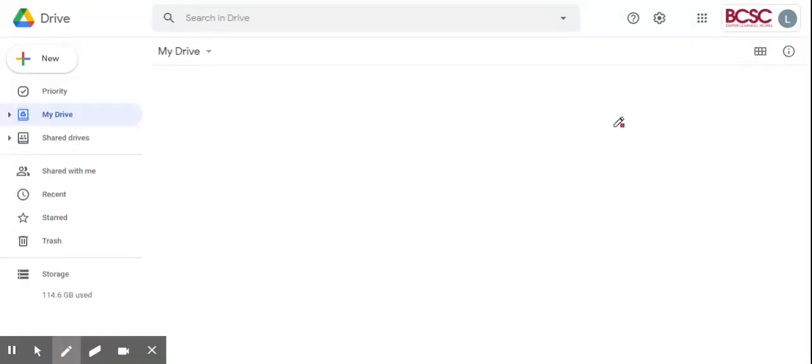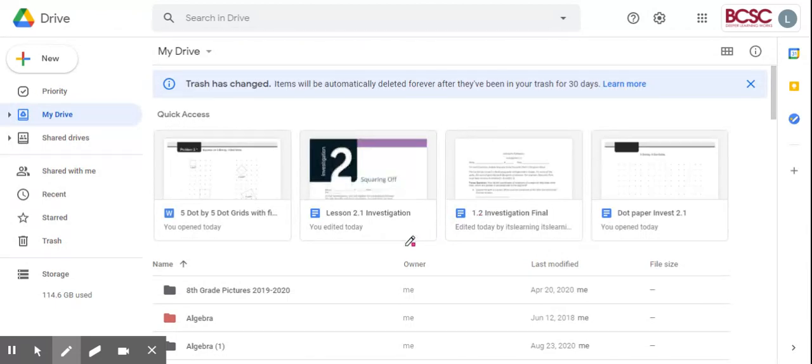Sorry, keep going to the wrong place. Oh, it might help if I get my pointer back. Oh, here it is. I had it pulled up already.